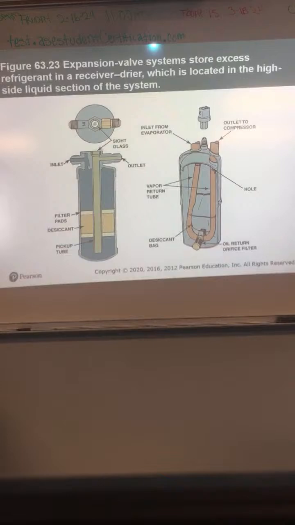Expansion valve system will store excess refrigerant in a receiver dryer, which is located on the high side liquid section of the system, which is your condenser outlet.